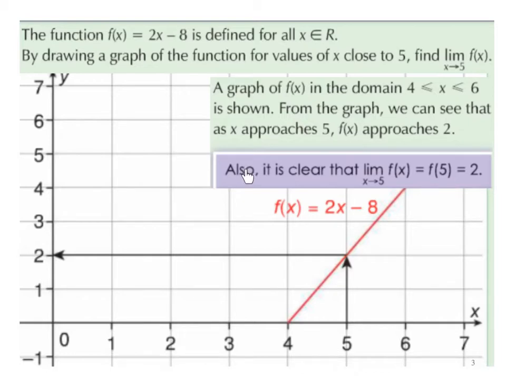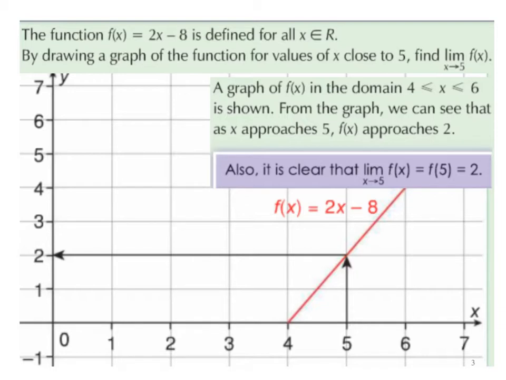So also, it is clear that the limit of the function as x approaches 5 is equal to f of 5, which is equal to 2. So the closer we get to 5 on our x-axis, the closer we get to 2 on our y-axis.